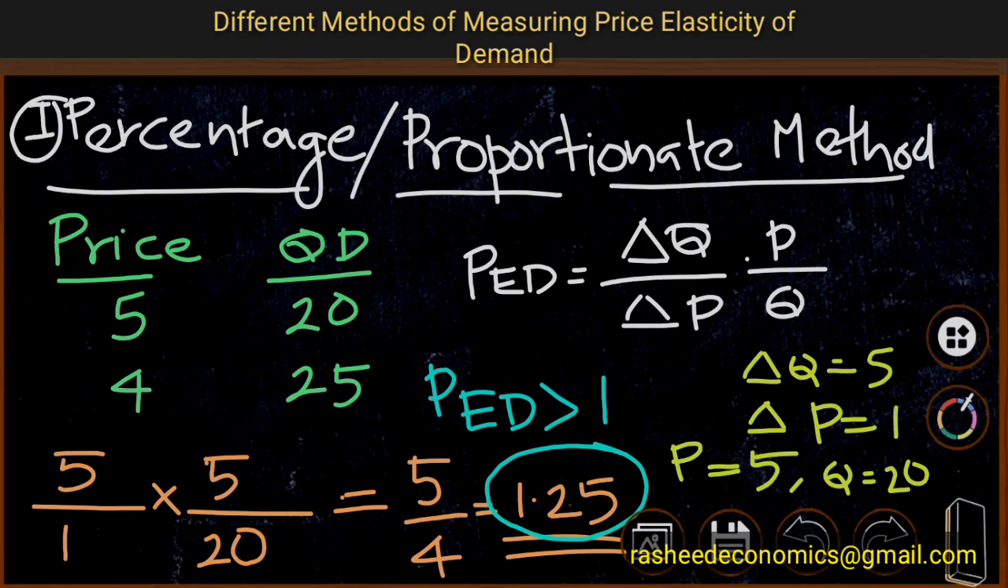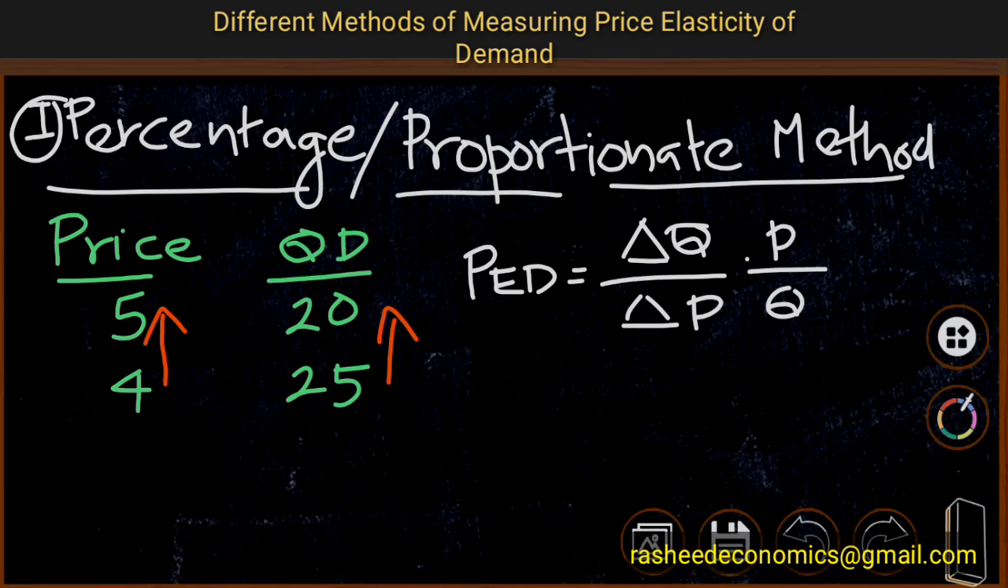Now we are going to check what will happen to the price elasticity of demand if price increases from 4 to 5 and quantity decreases from 25 to 20. That is, we are going to consider just the reverse change. Price moves from 4 to 5 and quantity moves from 25 to 20. As per this change, we have delta Q as 5 because quantity has changed by 5 units, and price also changed only by 1 unit, that is delta P is equal to 1.